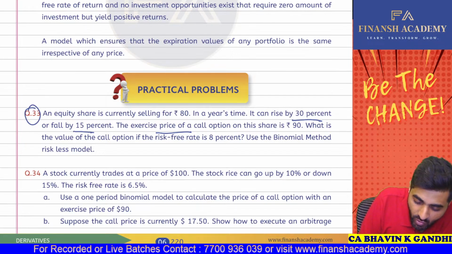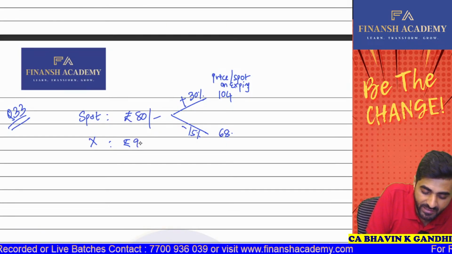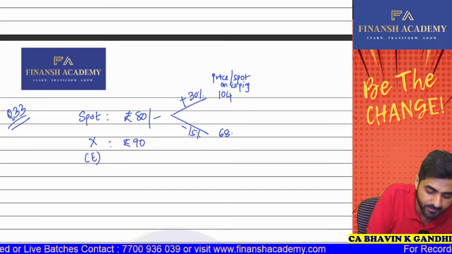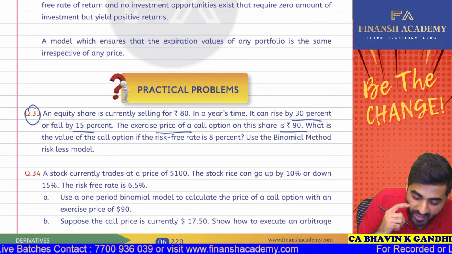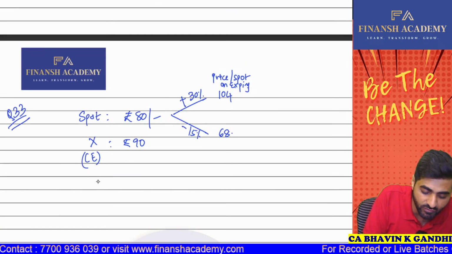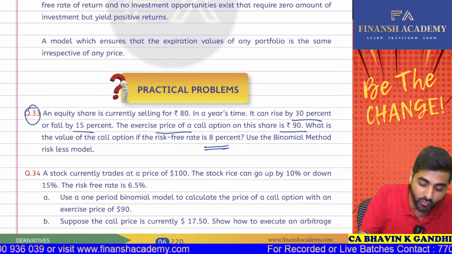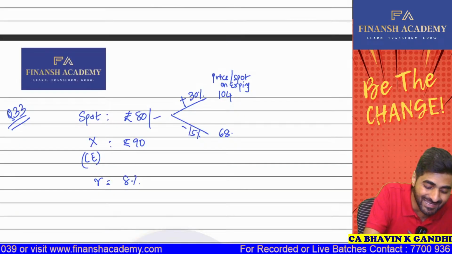The exercise price of the call option of the share is rupees 90. So we have the strike price, which is nothing but rupees 90. And this is a call option. And what is the value of the call option if the risk-free rate is 8%? So we have your R as 8%. And now we need to use the binomial riskless model.